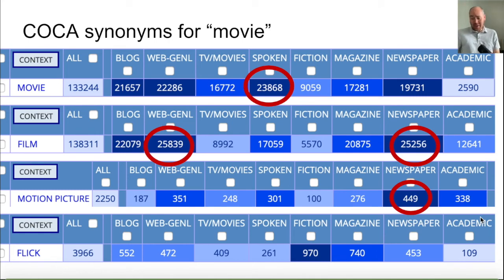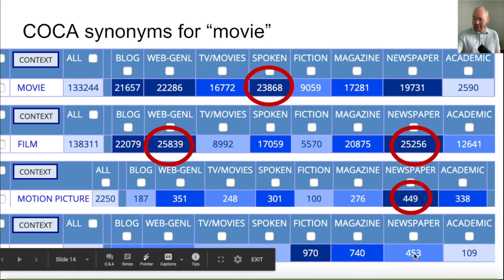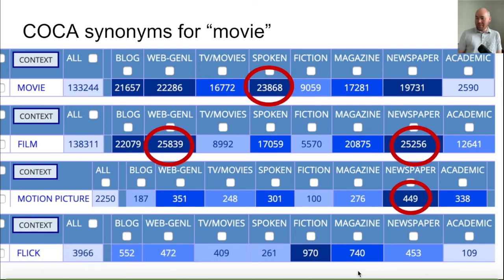So on the other extreme is this word flick. Flick also means movie, but if you look at who says flick, it's almost all characters in fiction, apparently. Fiction, magazines, a little bit of blogs and other genres, but academic is by far the lowest here, right? About 1/10 as its most common genre. So that tells us we probably shouldn't use flick in academic writing. Again, flick means movie, but just because it means the same thing doesn't mean that those two words have the same home, right?